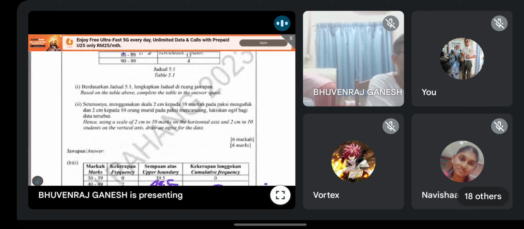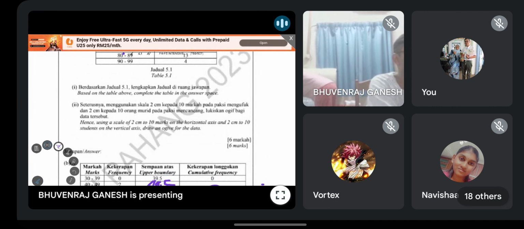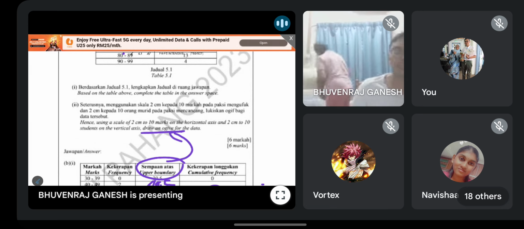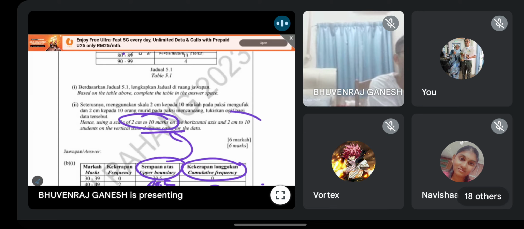So now, they ask you to draw ogive. Do you see, guys? The question asks you to find the upper boundary, why? Because it helps you to plot the ogive. Because ogive can only use upper boundary, sempadan atas. And also cumulative. That's why they ask you to find the cumulative, because it helps you plot the Y-axis. Again, follow the scale as always. 2cm to 10, 2cm to 10, must follow.